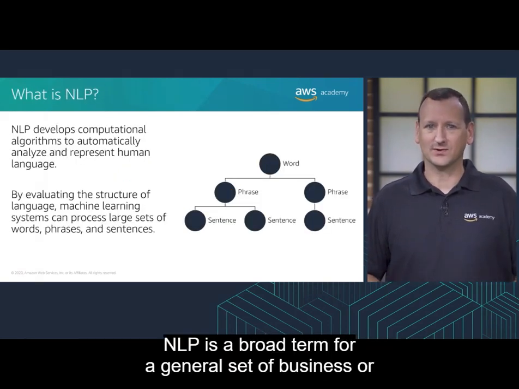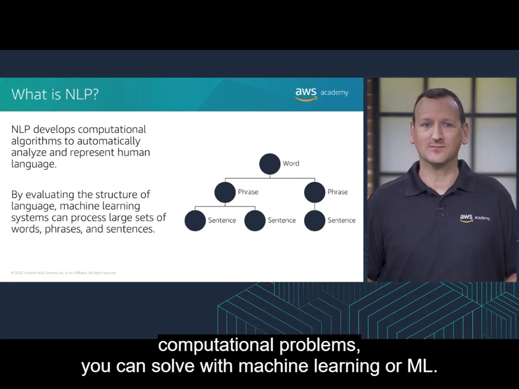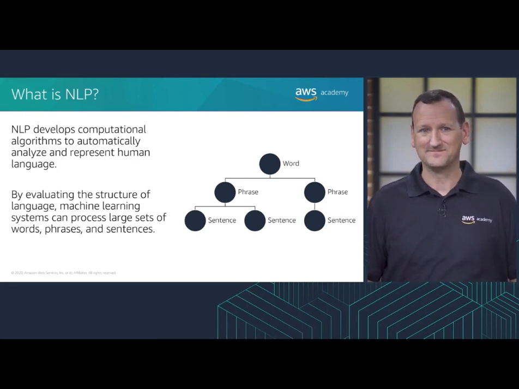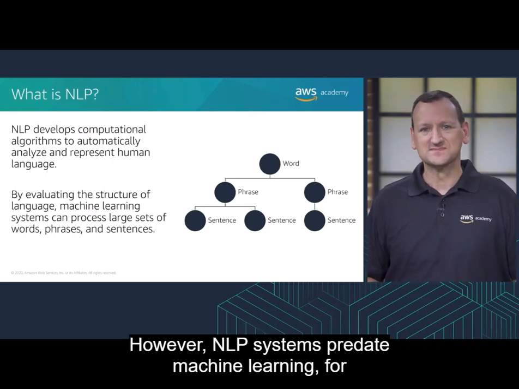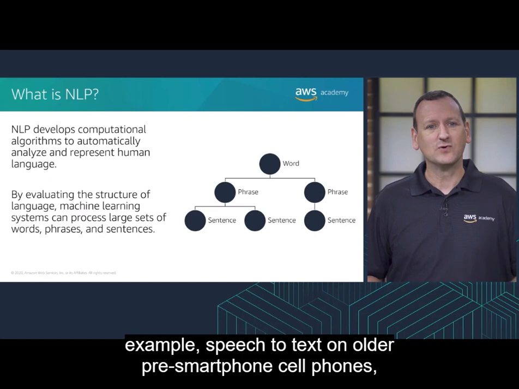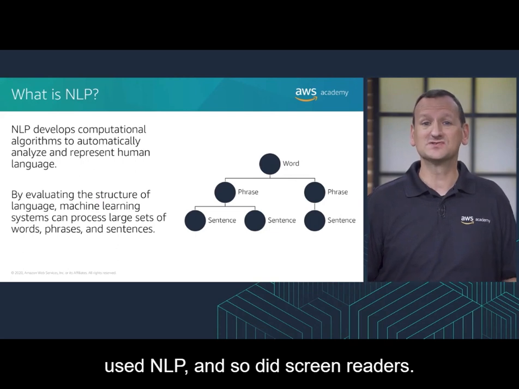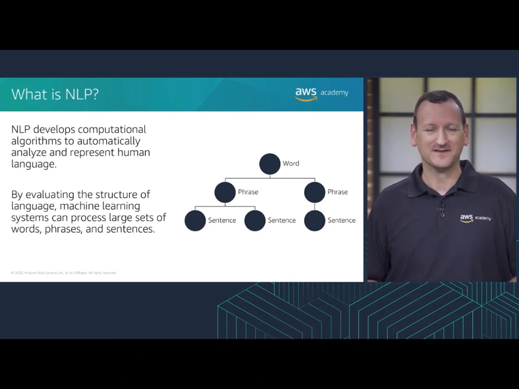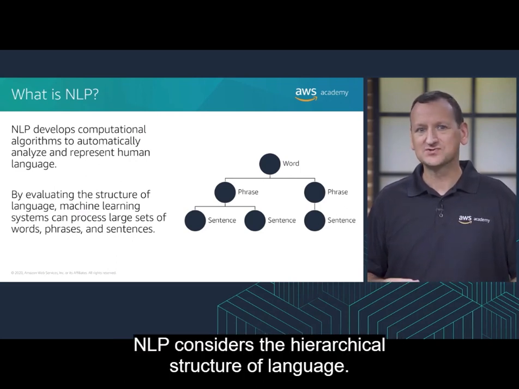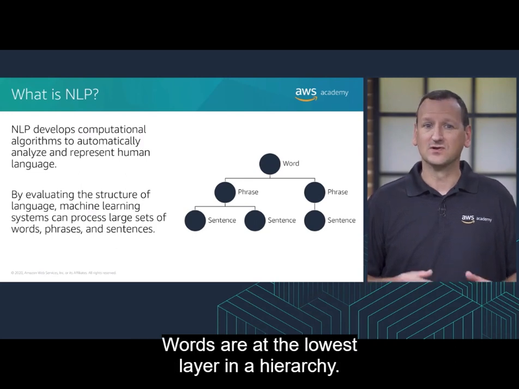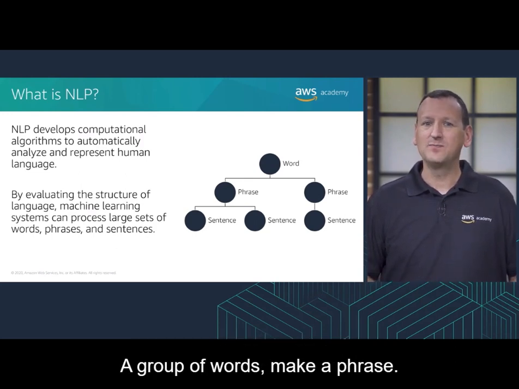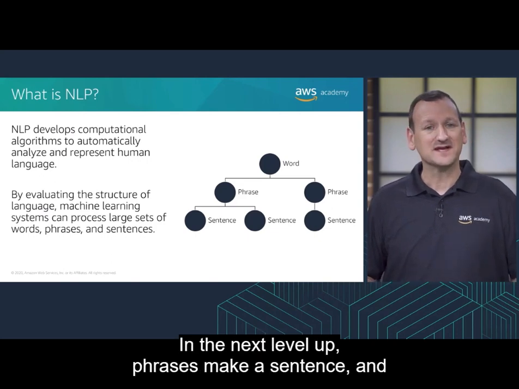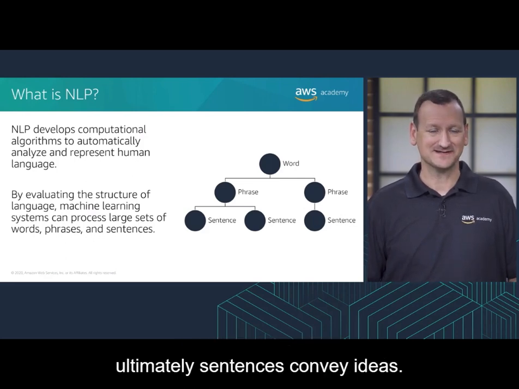NLP is a broad term for a general set of business or computational problems you can solve with machine learning, or ML. However, NLP systems predate machine learning. For example, speech-to-text on older pre-smartphone cell phones used NLP, and so did screen readers. Many NLP systems now use some form of machine learning. NLP considers the hierarchical structure of language. Words are at the lowest layer in a hierarchy. A group of words make a phrase. In the next level up, phrases make a sentence. And ultimately, sentences convey ideas.